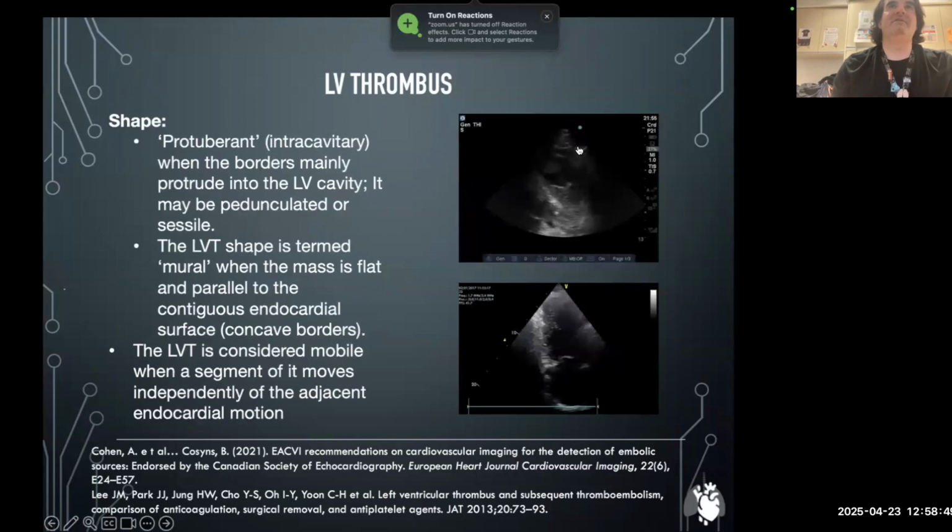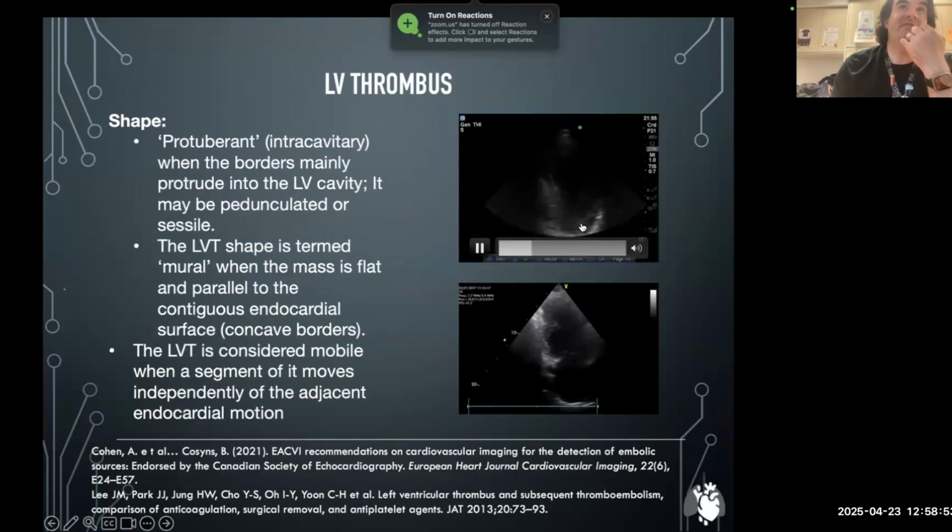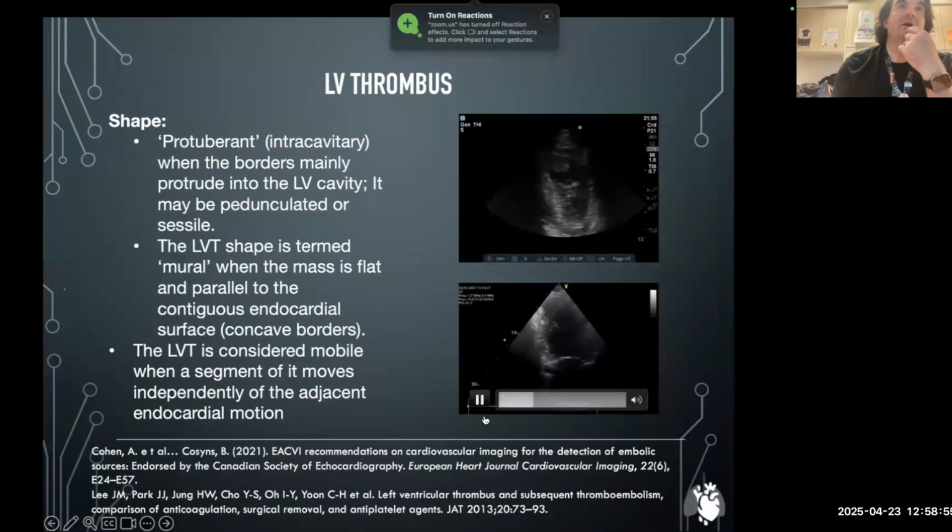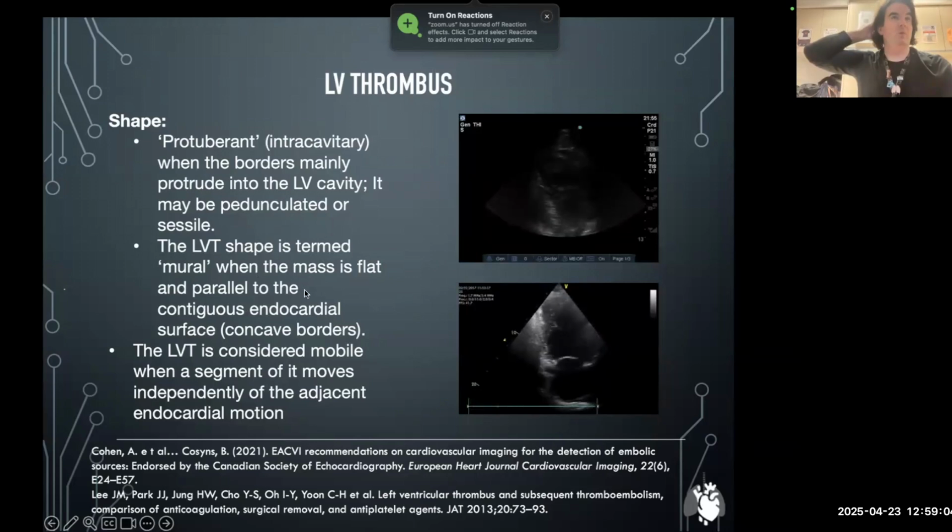There are different ways to think of these LV thrombi. They can be protuberant, which means they protrude into the cavity. They can be mural, kind of smeared, which are more challenging to delineate. And that's where sometimes they'll use more advanced modalities than echo to delineate thrombi from the wall.